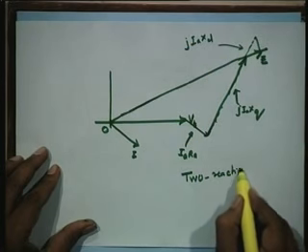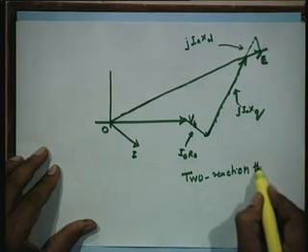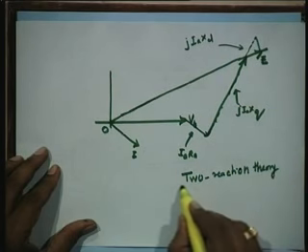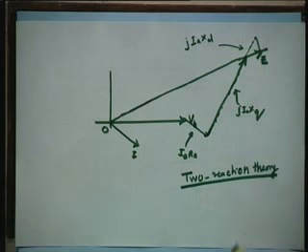Where do you use this salient pole machine? Any idea? Hydropower plant, because their speeds are low. So you need the salient pole machine in hydropower plants, and you need the cylindrical rotor machine in thermal power plants, because their speed is 3000 rpm and so.